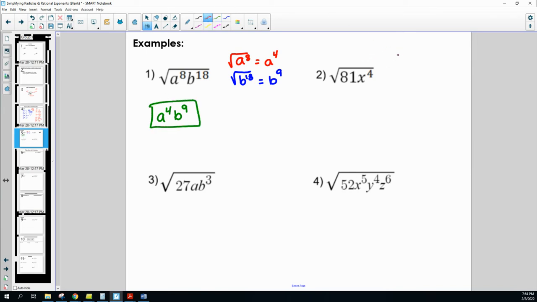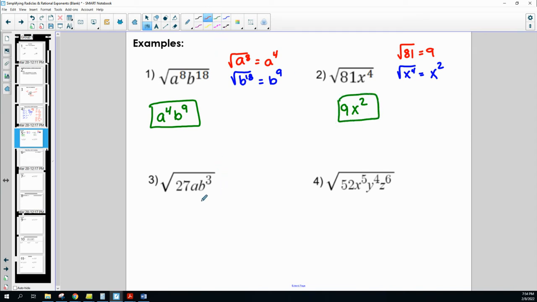For number 2, we have a number in front, so square root of 81, and that's just going to be 9. Then we have the square root of x to the 4th. That's even, so 4 divided by 2 is going to give us x squared. Okay, nothing else is left over, so we put these together, 9x squared.